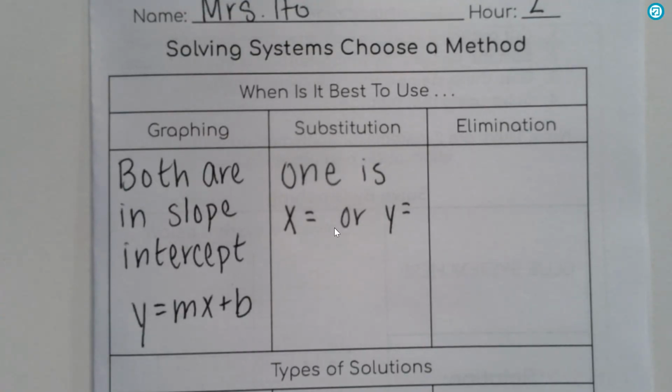So one of your equations is x equals or one of them is y equals, because if that is true, we are able to just plug that in.